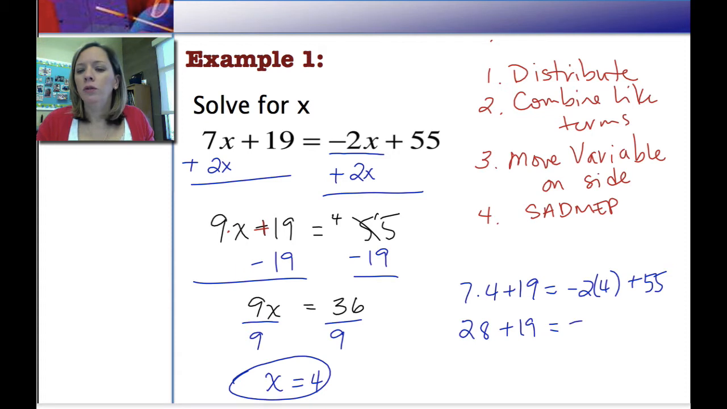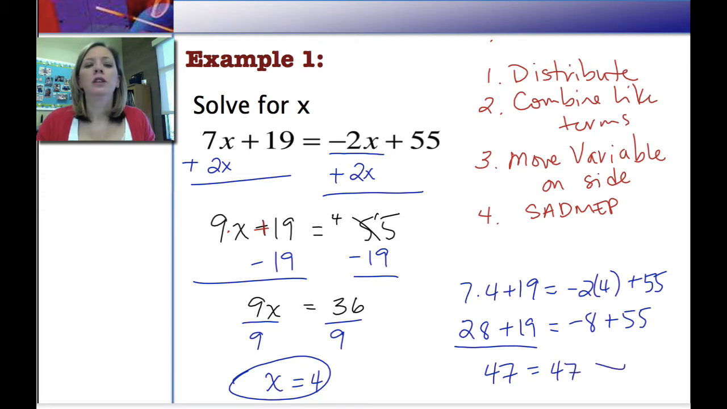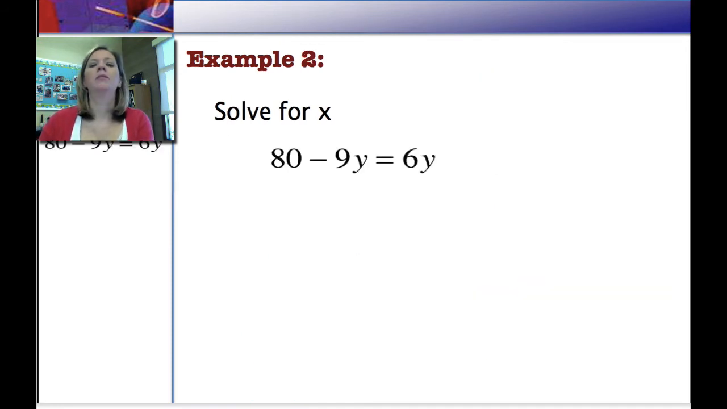Negative 2 times 4 is negative 8. And now we simplify. 28 plus 19 is 47. Negative 8 plus 55 is also 47. That's good. My answer checks. I must have done it right. All right. Let's do another one.